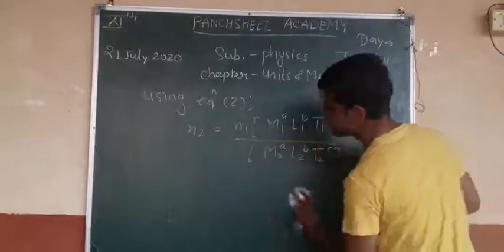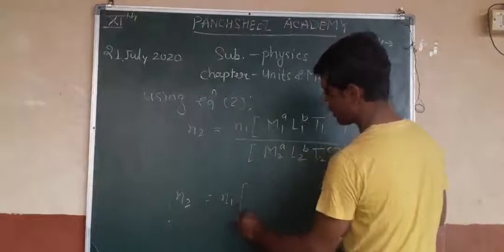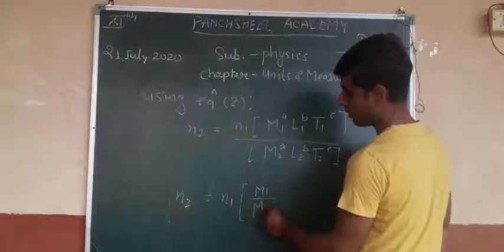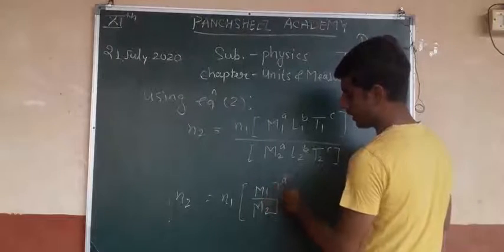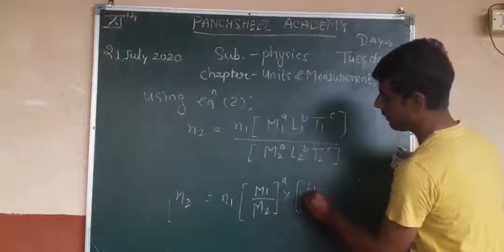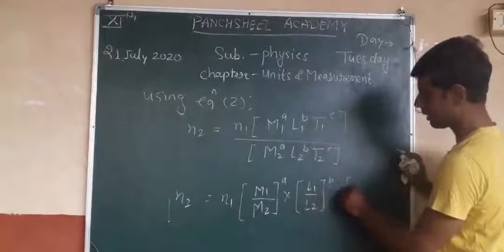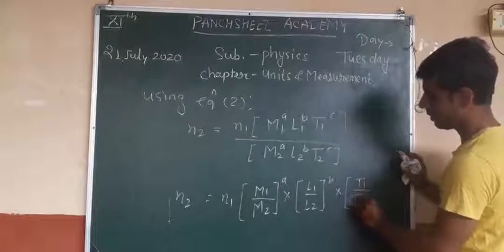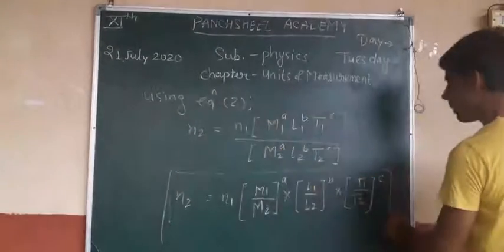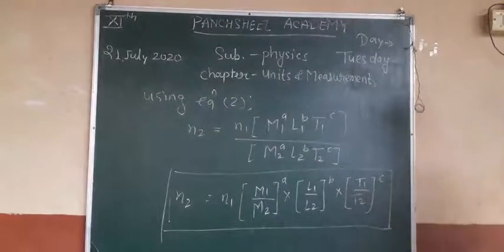If I simplify this, then I will get the value of n2, that is n1 times (m1 upon m2) whole raised to power a, into (l1 upon l2) whole raised to power b, and (t1 upon t2) whole raised to power c. So this is the main formula for conversion of one system of unit into another.